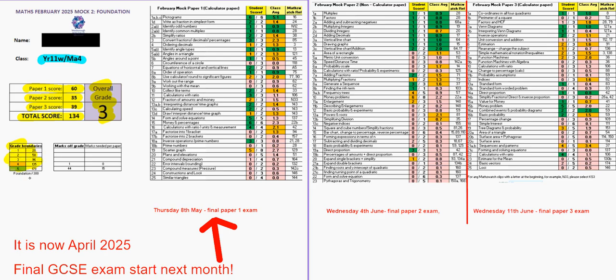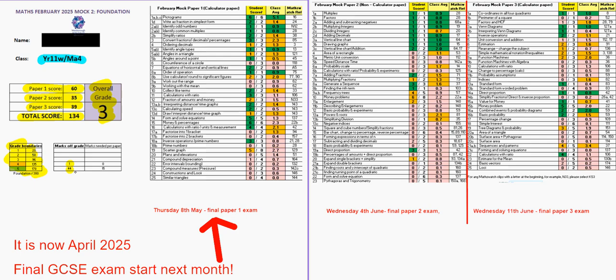Here are the grade boundaries. So this person who got 134 is 1 mark away from a grade 4, which was 135 marks. And if they wanted to get a grade 5, which is 178 marks, they are 44 marks away. Now our exams are made up of 3 papers, paper 1, paper 2, paper 3.